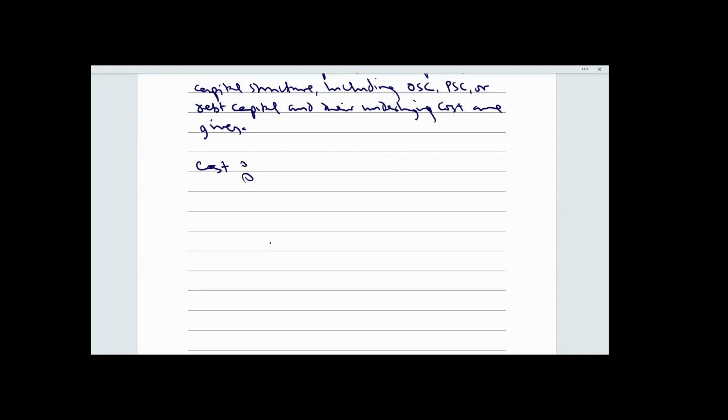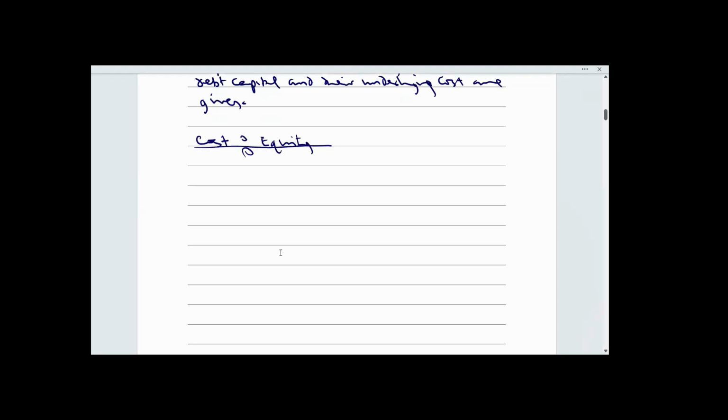Cost of equity. What do you understand by cost of equity? What is cost of equity? What are the methods of calculating cost of equity? Then how do you estimate the cost of equity using all the available methods? Those are the things we want to be discussing now. But first thing first, you need to understand what is cost of equity.